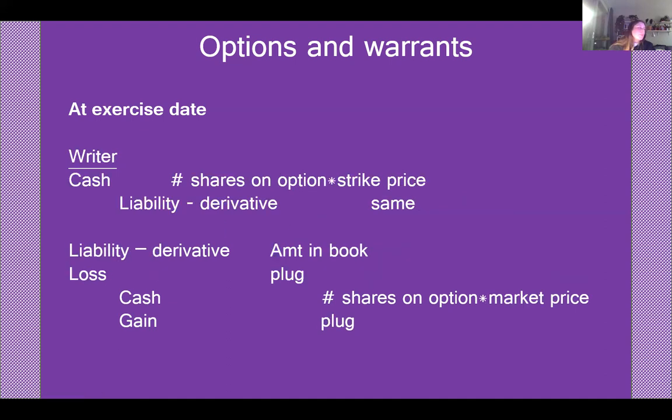For the writer, what's happening here is they're receiving the money from the holder. So they're going to debit cash for the number of shares on the option times the strike price, and they're going to increase their liability for the same amount. Then they go on the market and they buy the shares. So they're going to credit their liability derivative for the amount in the books. The amount in the books is any adjustment for the fair value plus the amount that they receive from the holder. They're going to have a gain or loss, and they're going to pay cash the market value of those shares, so the number of shares on the option times the market price.